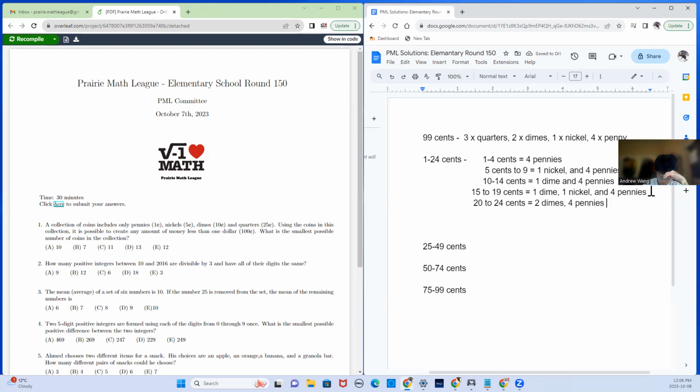All right, so there you have it. We can make any amount of money from 1 to 24 cents using the pennies, nickels, and dimes available to us. So now let's talk about the other 3 ranges. If you notice, 25 to 49 cents is another 24-cent range, same as 50 to 74 and 75 to 99. We haven't used our quarters yet, and that's for a specific reason. When we add a quarter, we can go from, let's say, 25 cents.